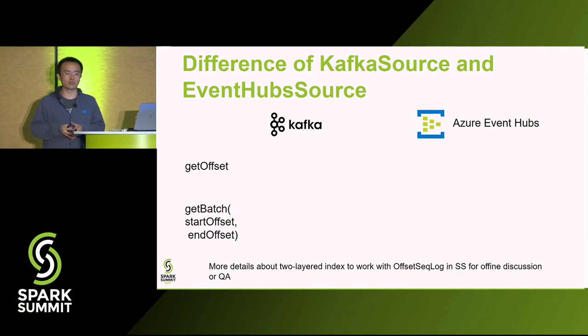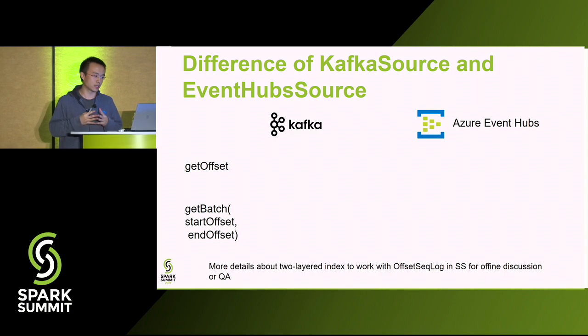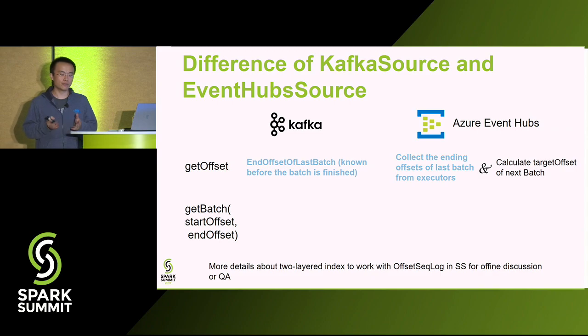Because of this channel, we have different implementations of getOffset and getBatch in the Kafka connector and the Azure EventHubs connector. On the Kafka side, we can know the end offset of the last batch even before the batch is finished. So we just need to add the rate to the 0 in our last example. But for Azure EventHubs, when we call getOffset for the next batch, we have to first collect the ending offset of the last batch from executors to the driver, and then calculate the target offset.